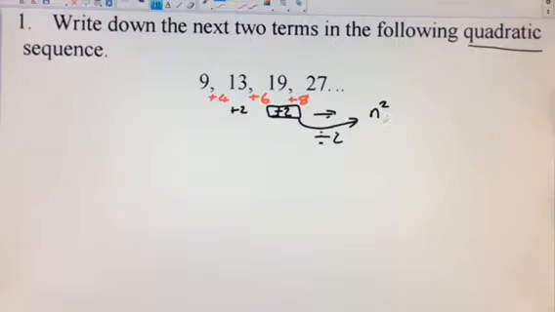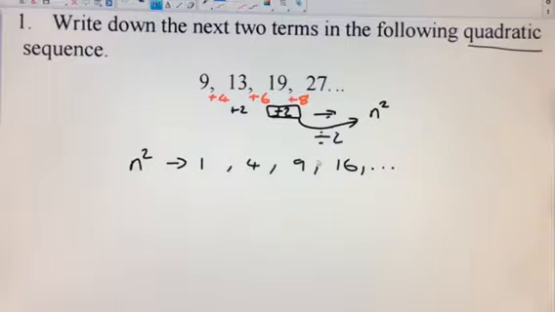So the first thing I'm going to do is write down what my n squared is called. So n squared is squaring the counting numbers. So that gives me 1, 4, 9, and 16. If you don't know this, you need to learn the first 15 square numbers off by heart. Alright, it's 1, 4, 9, and 16.